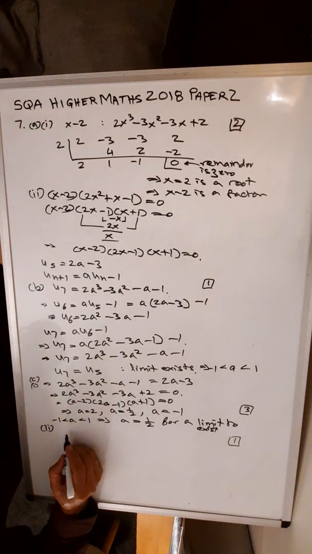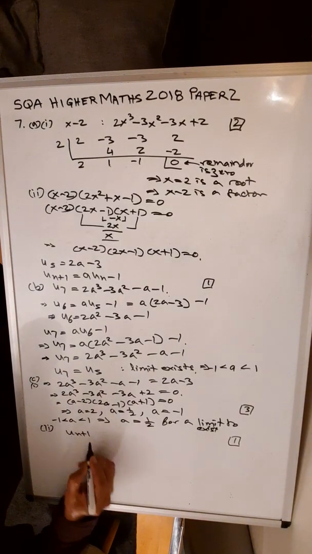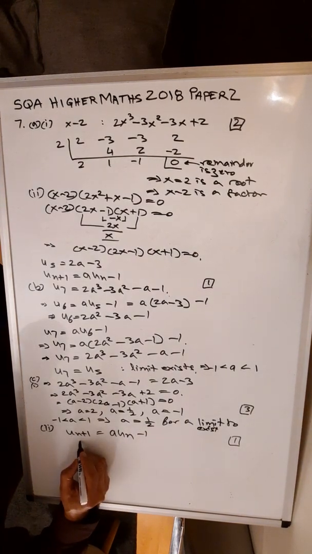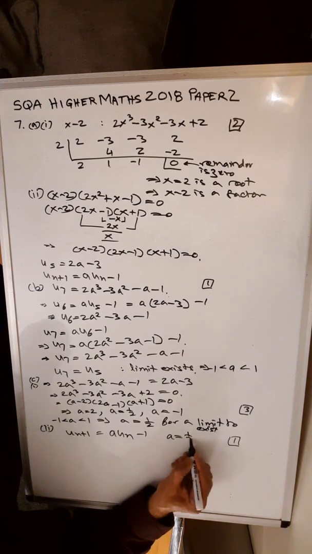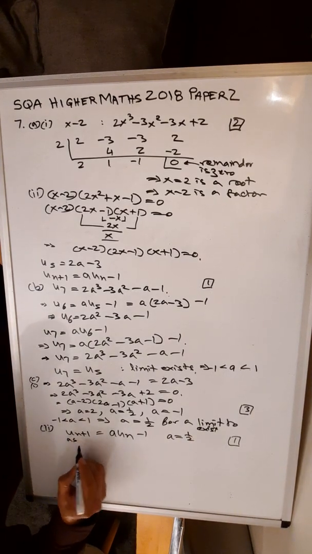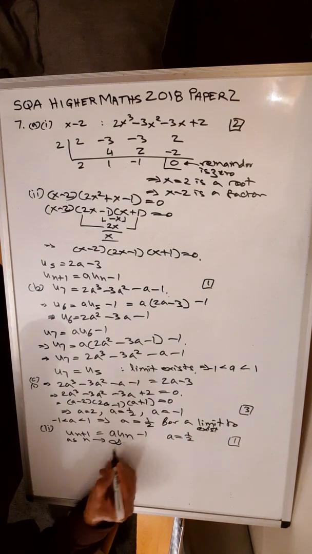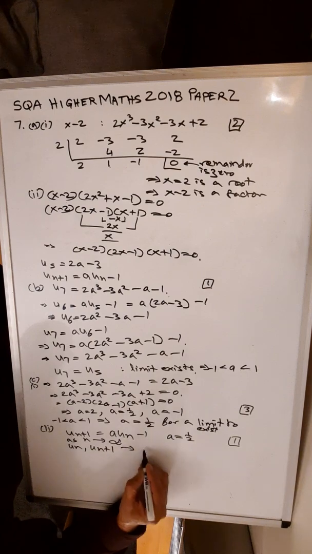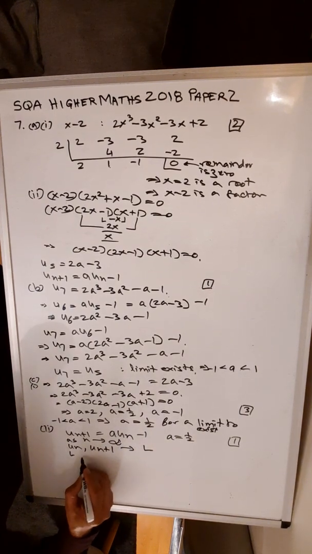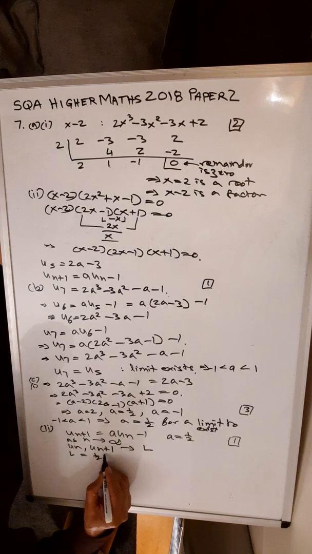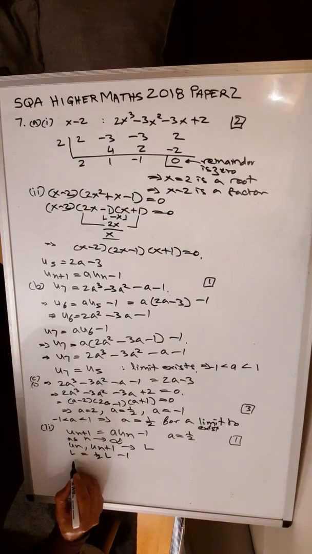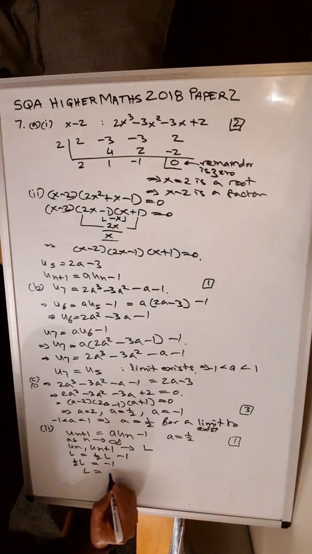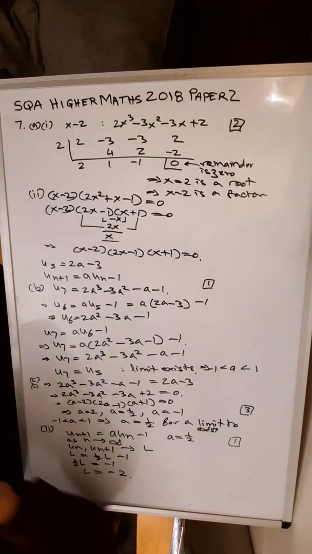So you go back to your original equation, u n plus 1 is equal to a u n minus 1. You know that a is equal to a half. So as n approaches infinity, u n plus 1 and u n approach the limit L. You replace those by L. So L is equal to a half L minus 1. You bring it to this side. So half L is minus 1, which means that the limit is minus 2. And that last bit is for 1 mark.